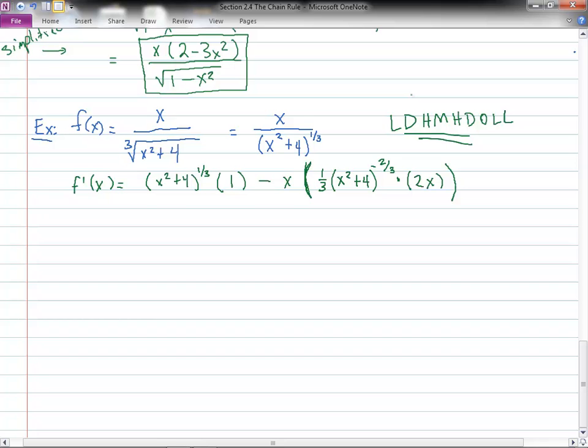Low d high minus high d low. Now we put that over low low, which happens to be the denominator squared, x squared plus 4 raised to the, and you're going to square 1/3 power. That's power to a power, which means you have 2/3, right? Because you multiply when you raise a power to a power. So if you have a 1/3 power raised to the second, that's going to give you 2/3, in fact.